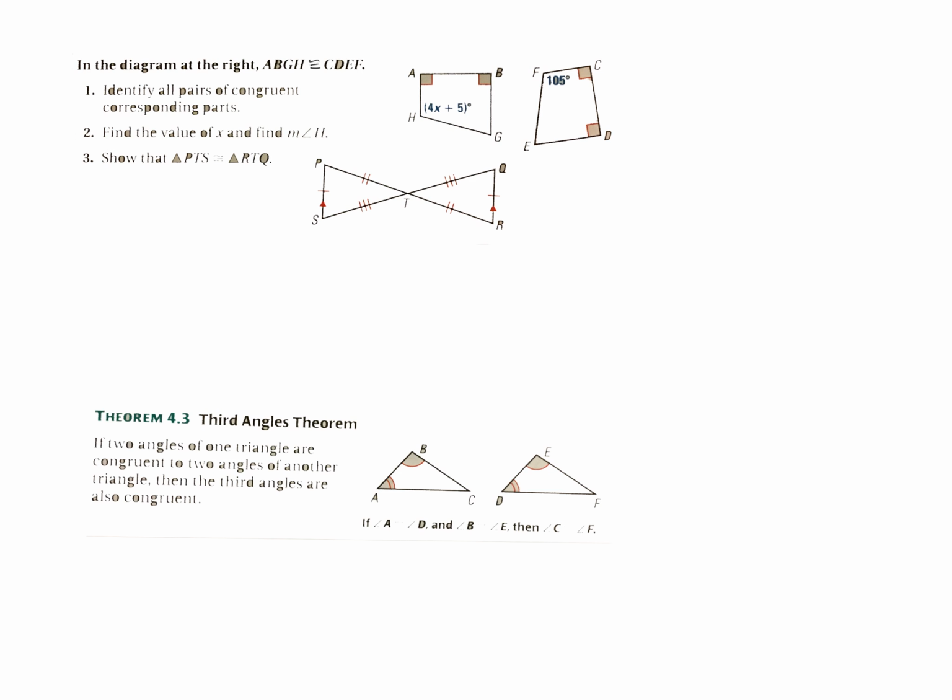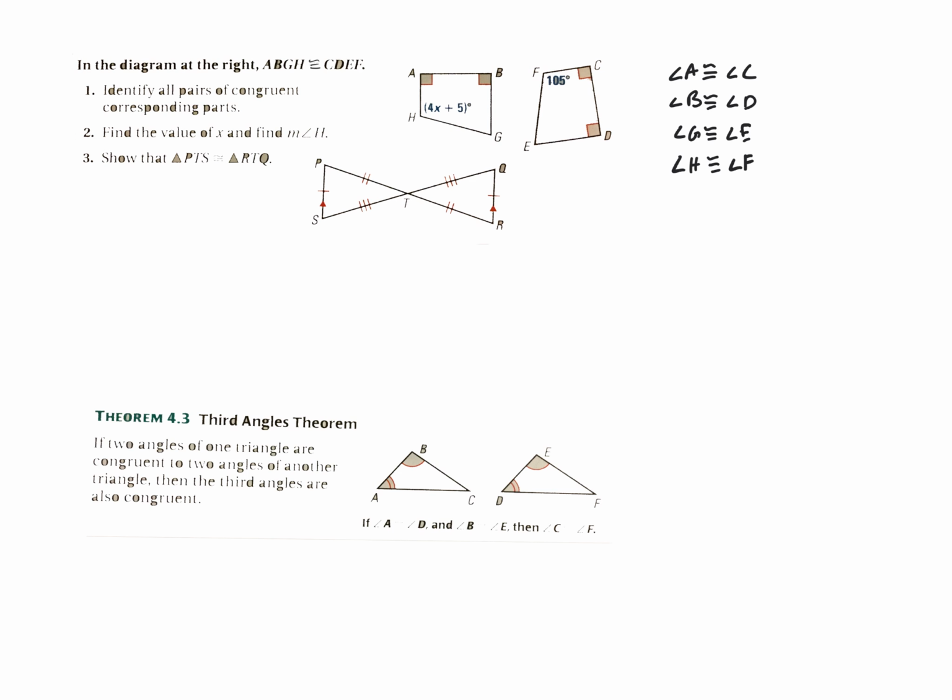Number one says identify the pairs of congruent corresponding parts. So for part one, I'd say angle A is congruent to angle C. Angle B is congruent to angle D. Angle G is congruent to angle E, and angle H is congruent to angle F.